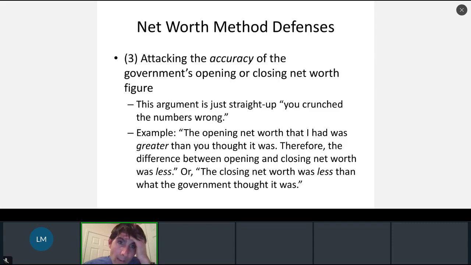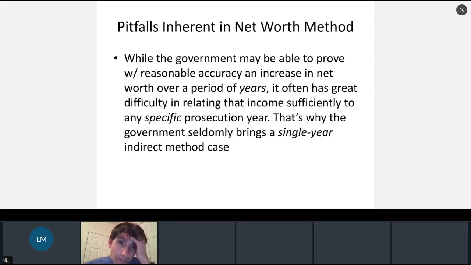So again, what we're talking about here is a math calculation error where the opening net worth that I had was more than what you thought it was. Therefore, the difference between opening and closing net worth is less, or the closing net worth was less than what the government thought it was.